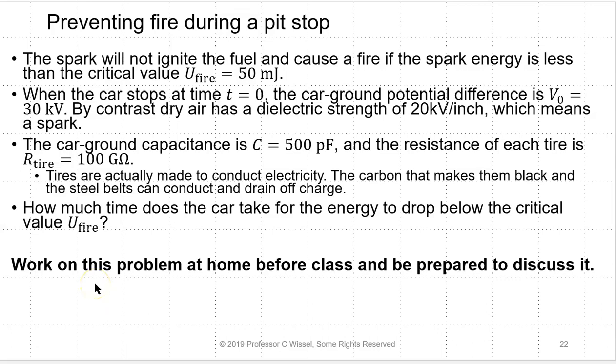The car-ground capacitance is 500 picofarads, and the resistance of each tire is R tire equals 100 gigaohms. The tires are actually made to conduct electricity. The carbon that makes them black and the steel belts can conduct and drain off charge. How much time does the car take for the energy to drop below the critical value U fire? Now, I remember when I was a child, tires in those days were not steel belt radials, and people actually attached chains under their car that would drag along the pavement and hopefully short out the capacitor plates between the car body and the ground and allow the charge to discharge more quickly.